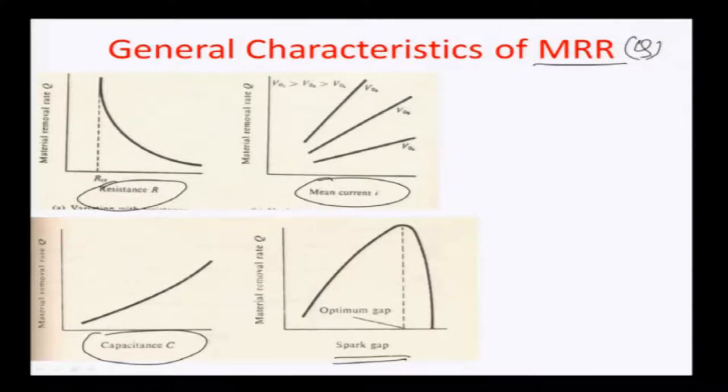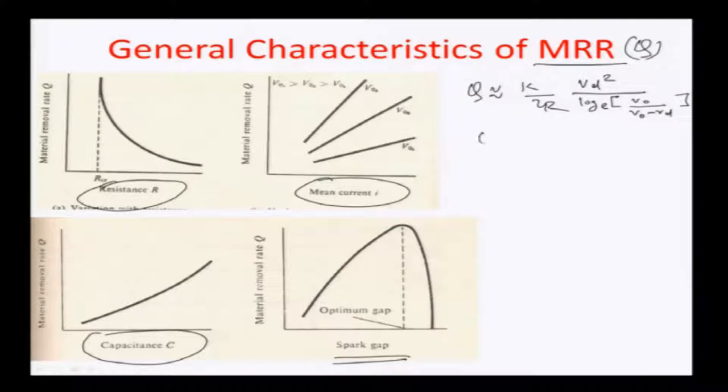So as we already know, the equation for material removal rate had been earlier defined to be proportional to this term Vd square divided by log to the base e V0 by V0 minus Vd.